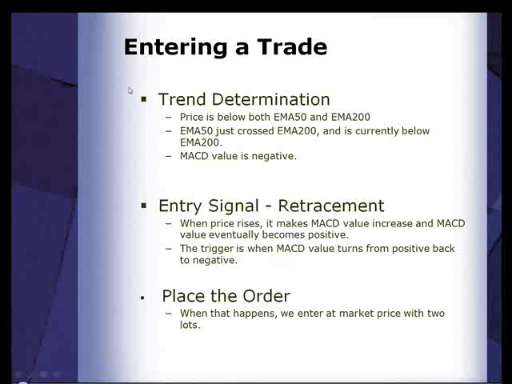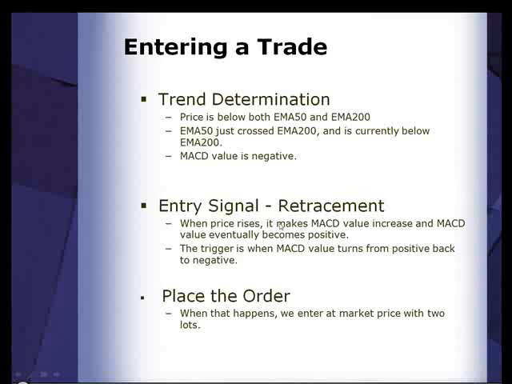When we're entering the trade, there's actually three steps that we'll be taking. First, we determine that the trend is in fact down. And if you remember from the last video, our criteria to establish that is that the price is below the EMA 50 and the EMA 200. The EMA 50 has just crossed the EMA 200 and is currently below it. And the MACD value is negative. At that point, we have our trend.